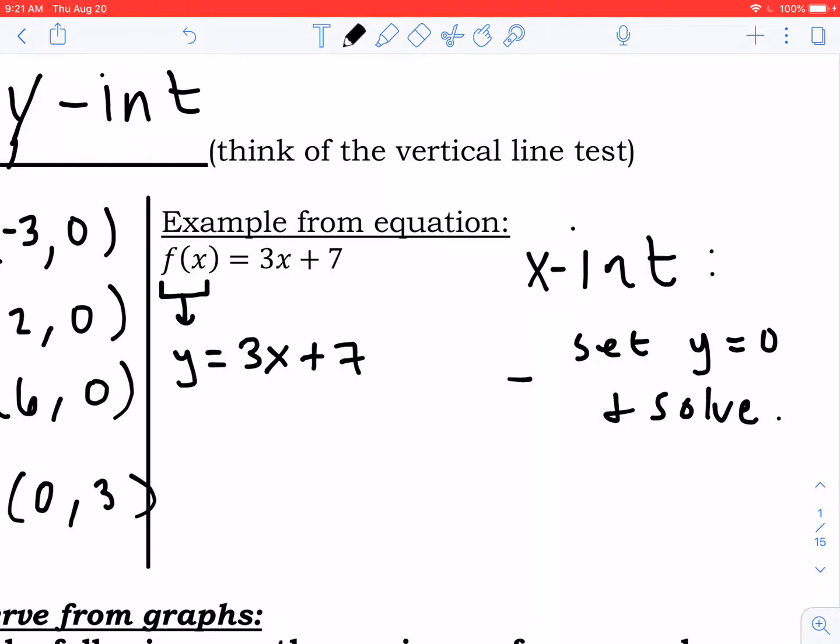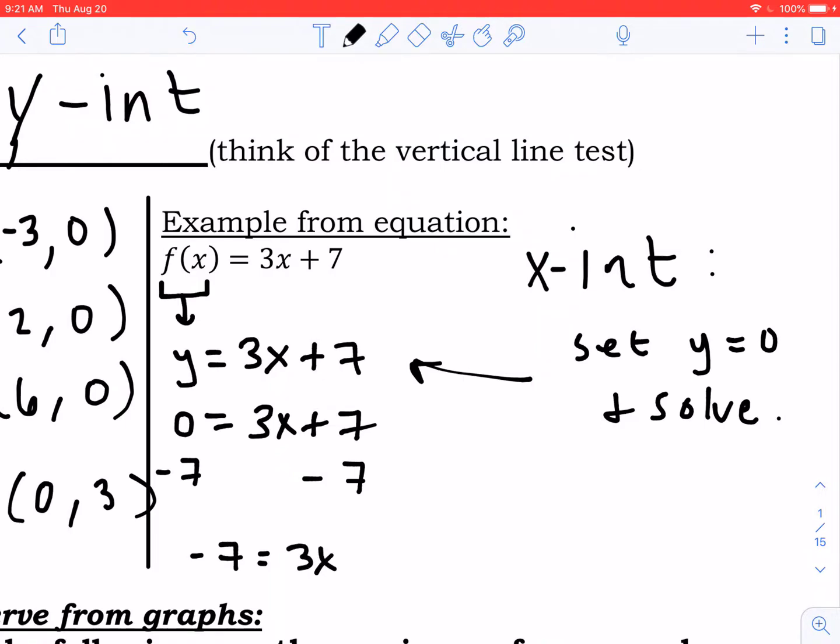So we're going to plug in a 0 for y, or set y equal to 0, or set the function itself equal to 0, and now solve for x using some algebra. Maybe the first thing I do is subtract 7 from both sides. I get negative 7 equals 3x. And then maybe the next thing I do is divide by 3. And I get, as a final result, negative 7 over 3 equals x.